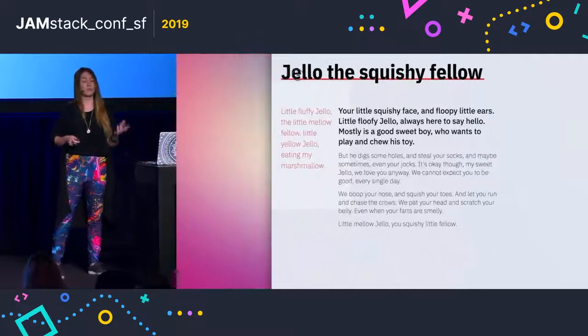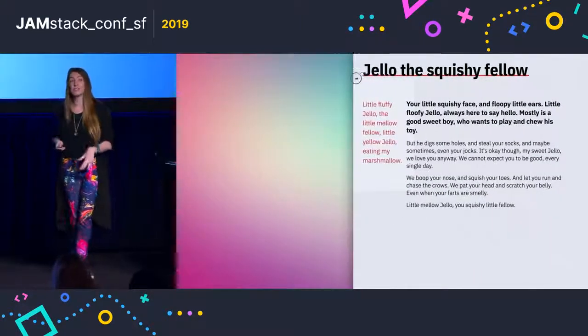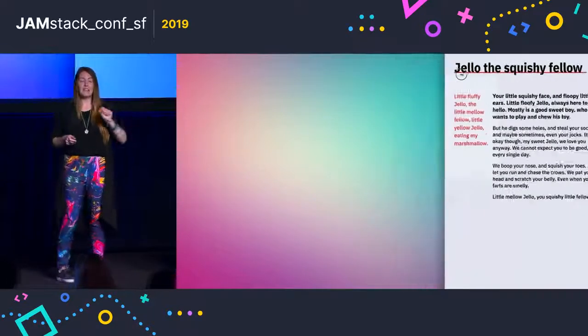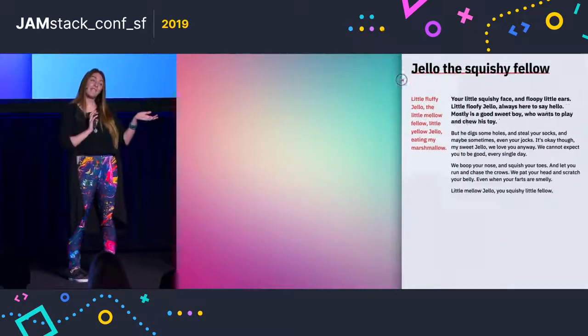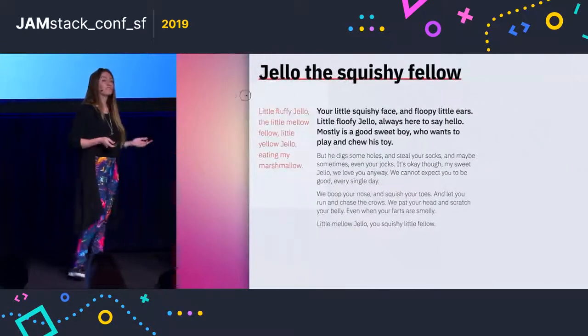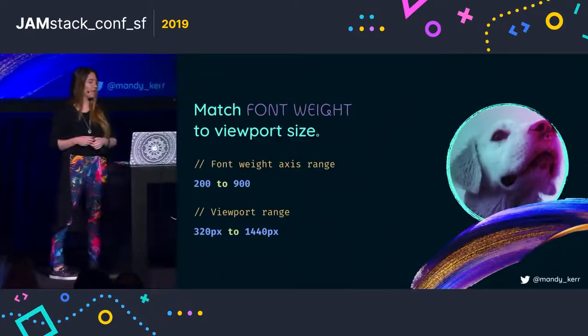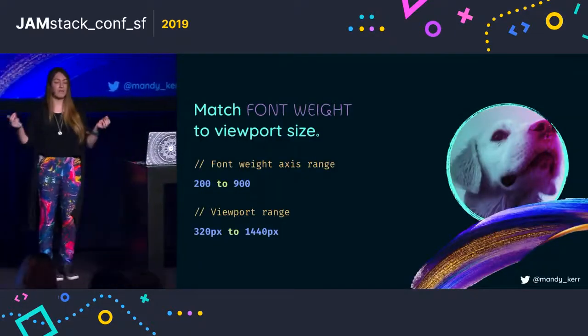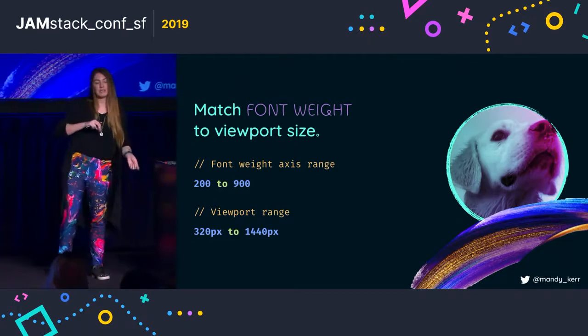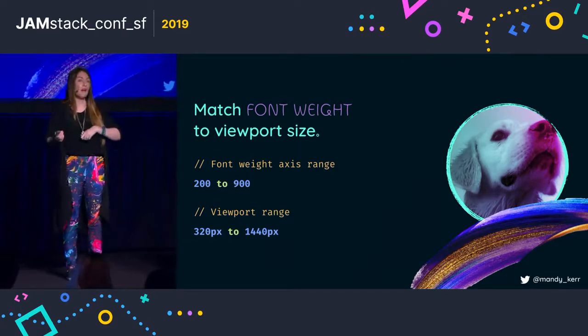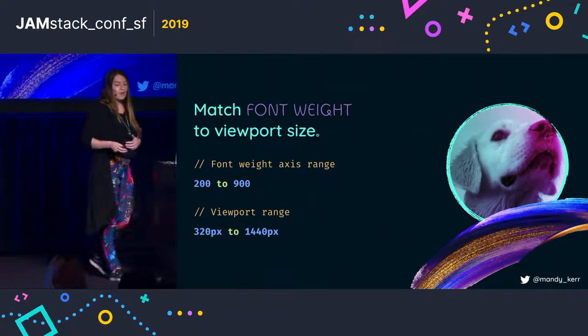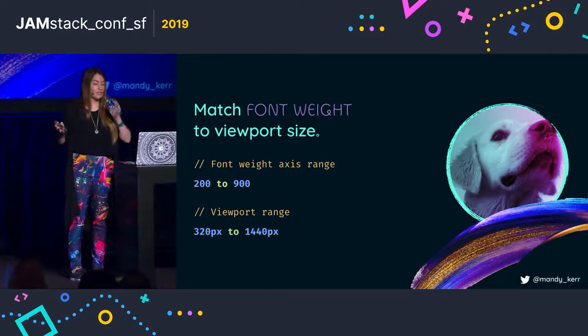Now, the way that I did this was with a bit of JavaScript. And I want to show you the JavaScript because it's only a little bit. And the reason that I want to show you is once you have it, it can apply to a whole bunch of different things. So what we're going to do is match our font weight to our viewport size. As the viewport gets smaller, the font weight is going to get heavier. And we need a couple of things to do this.